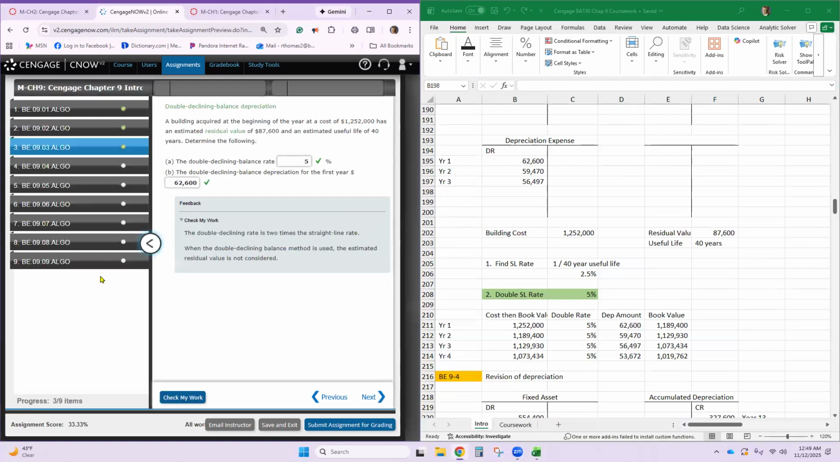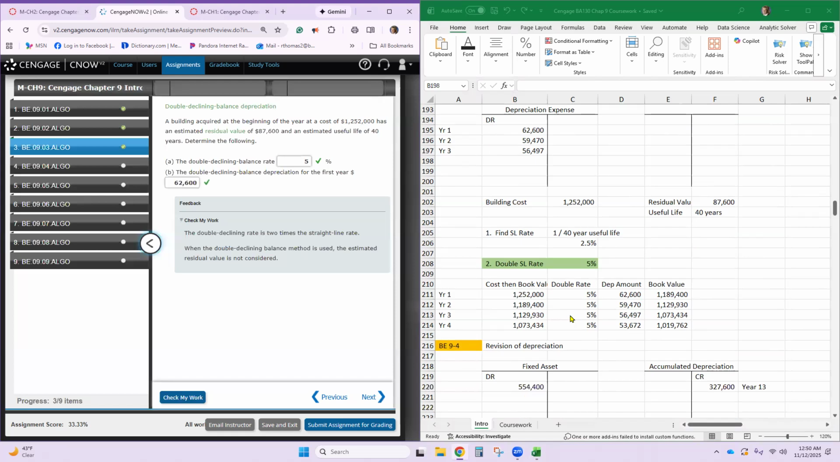Okay, so those are the three depreciation methods, and you can use whichever one you want. GAAP doesn't mind, just as long as you keep a record of which depreciation method you're using. And if you change it, I think you have to give an explanation. And there are other depreciation methods, but we're just going to work with these three. Okay?